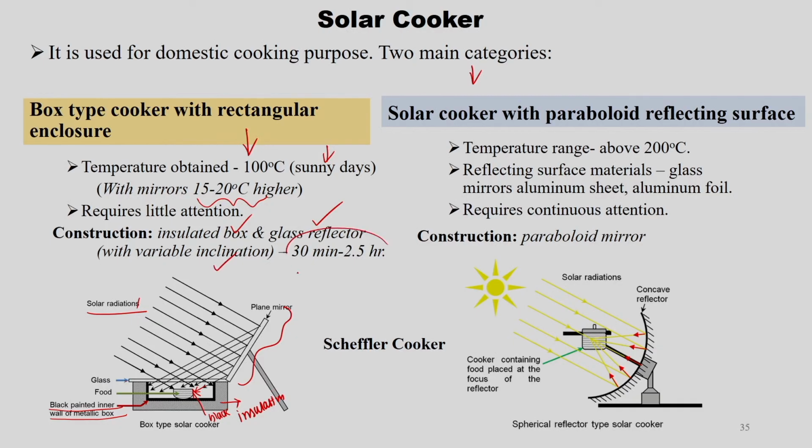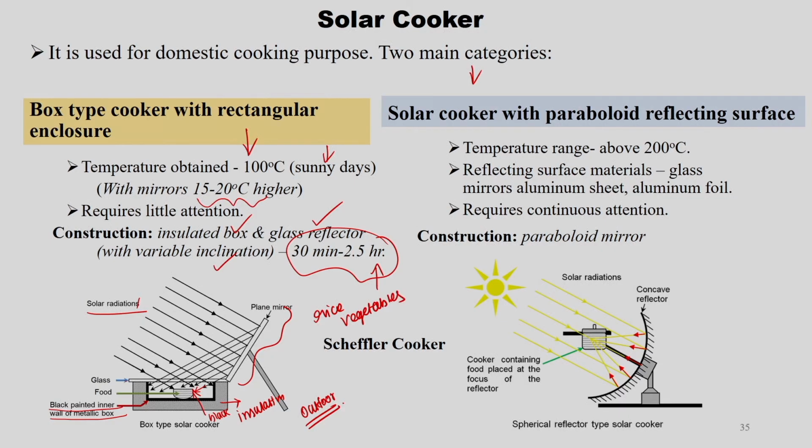Normally it takes 30 minutes to 2.5 hours, and also it is kept outdoors. But if you are ready to spend this many hours, obviously rice and vegetables can be cooked with this kind of box type solar cooker.